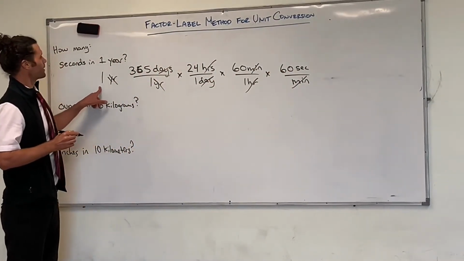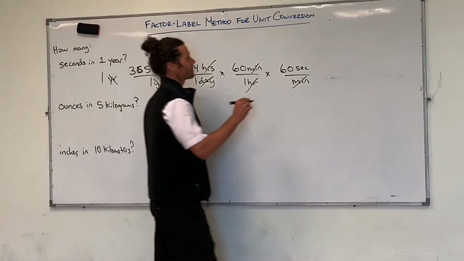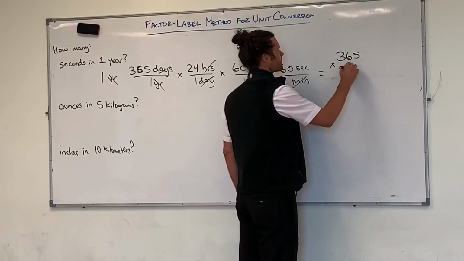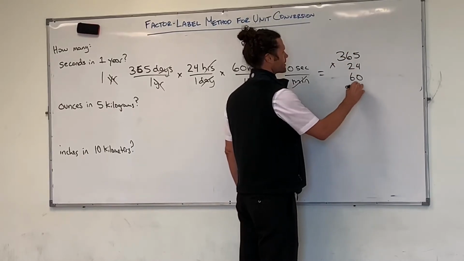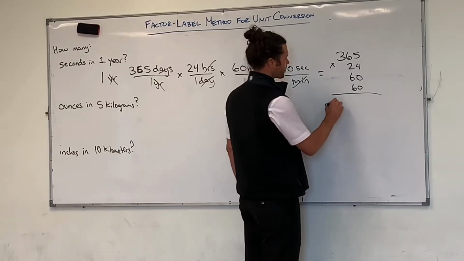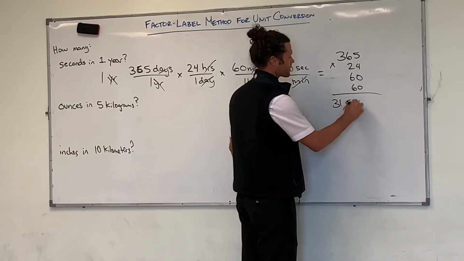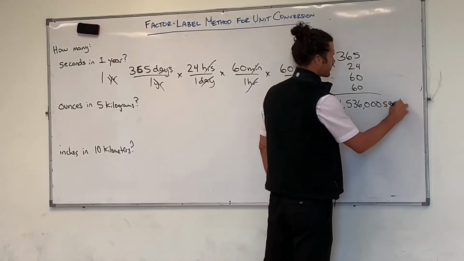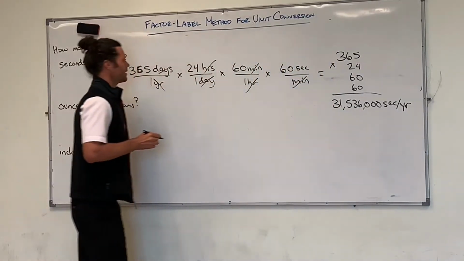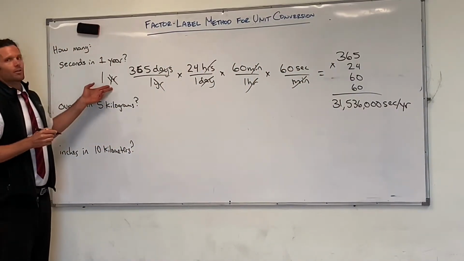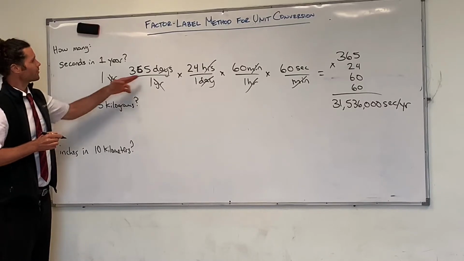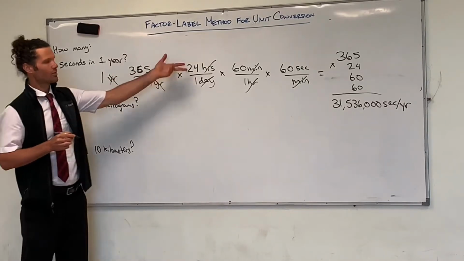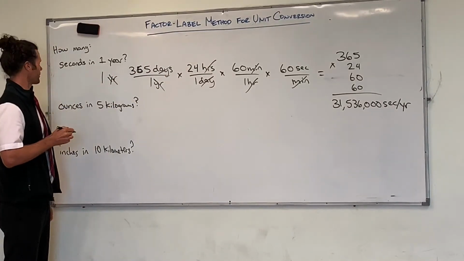So for 1 year, we're going to multiply 365 by 24 by 60 by 60 again. And we end up getting 31,536,000 seconds in 1 year. So again, we're starting with the original unit and then trying to get rid of that unit by putting it on the bottom if it was originally on the top, or vice versa, put it on the top if it was originally on the bottom.